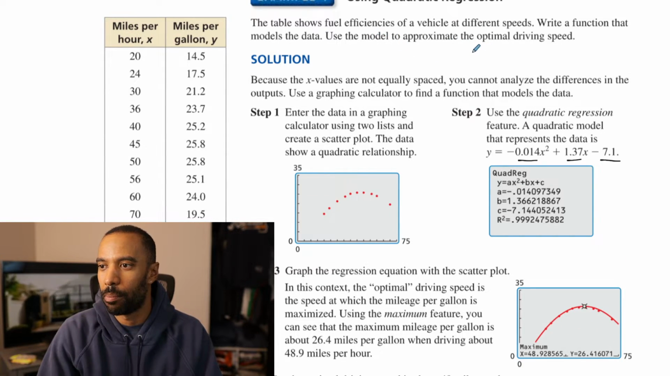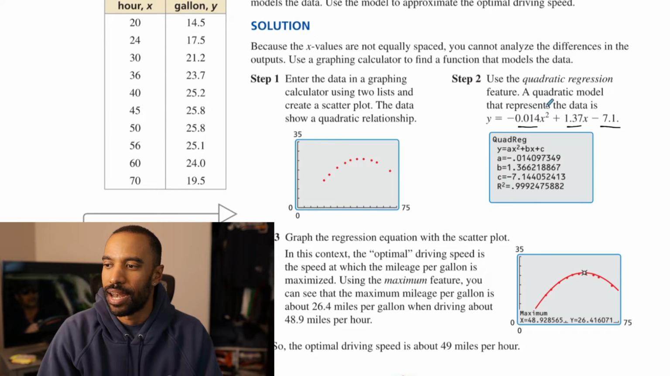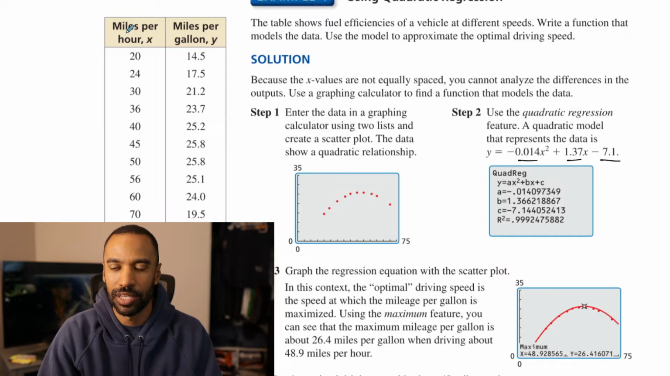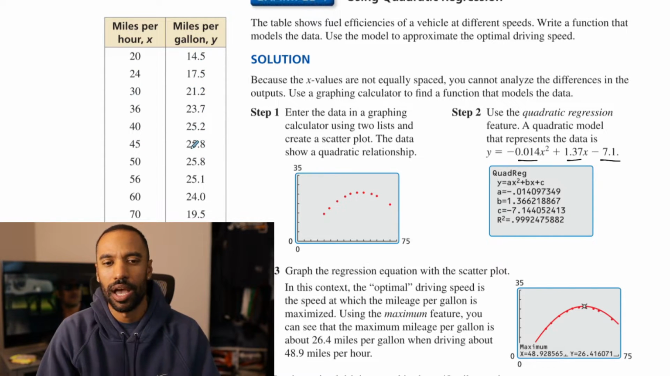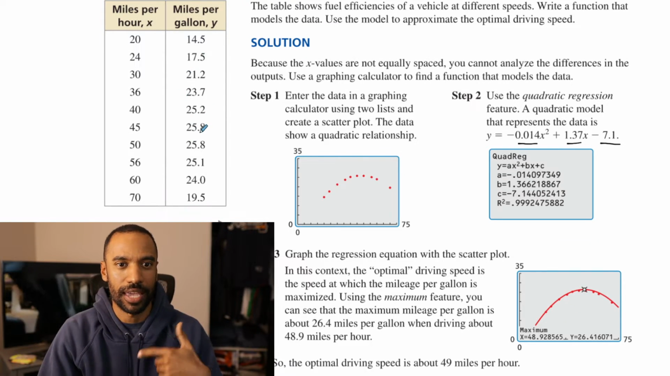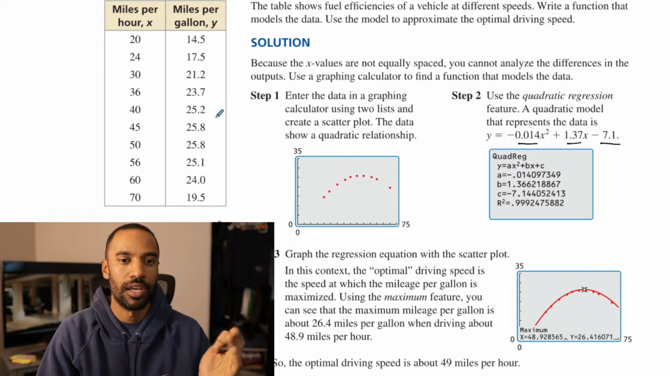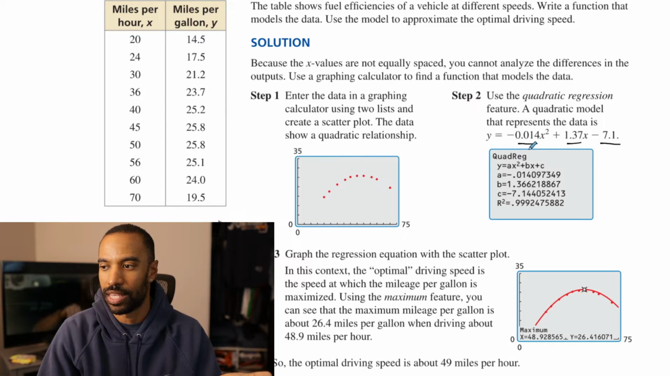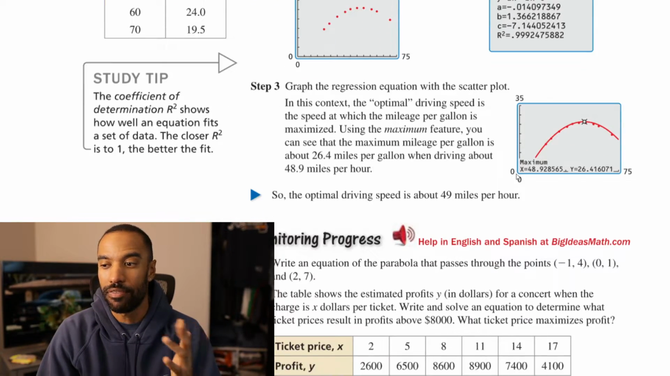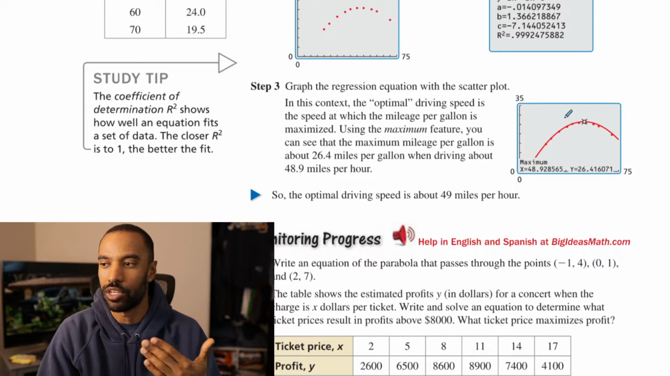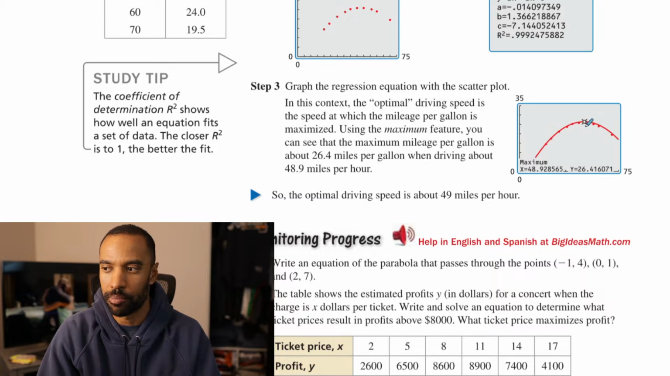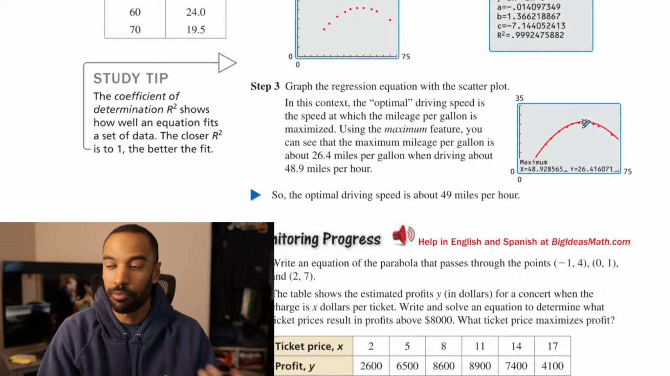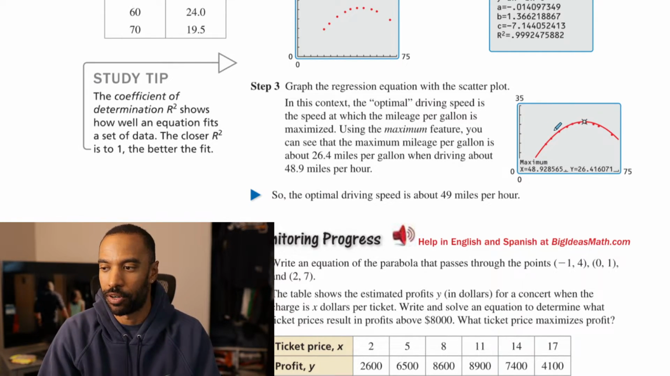It says use the model to approximate the optimal driving speed. Now that we have this standard form equation, the optimal driving speed is where x, miles per hour, gets you the best miles per gallon rate. So at what speed gives you that? We've got to find what the x value of the vertex will be. Now, we have the graphing calculator for this as well, right? We can use this and we can trace the maximum. I'll show you how to do that on a graphing calculator when we do our own problems, if that's the exact kind of question we have. But they're finding the vertex. They're finding what x value of the vertex does this.